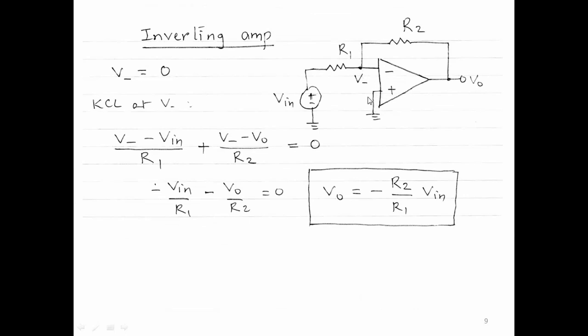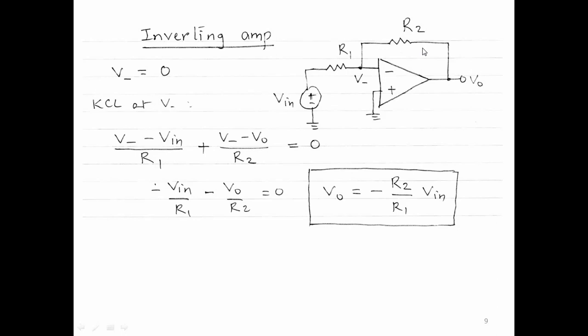V plus is 0, so V minus is 0. And then we write a KCL at this node. V minus minus V in by R1 plus V minus minus VO by R2 is equal to 0. The same current flows in R1 and R2 because the current going into the op-amp is 0.